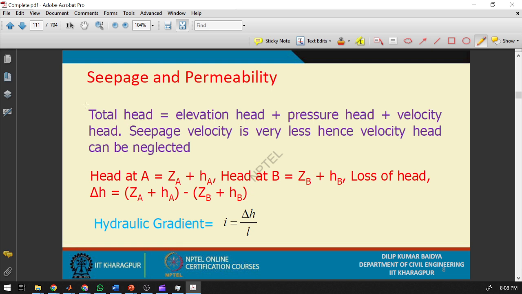What we talk about here is, okay, the total head is the elevation head, pressure head, and velocity head. This we know from fluid dynamics. And velocity head, v square by 2g, usually we don't take. Usually we take pressure head and elevation head, because velocity is usually very small compared to the pressure head. So head at A equals ZA plus HA, head at B is equal to ZB plus HB. Loss of head delta H is equal to ZA plus HA minus ZB plus HB. This is the hydraulic gradient.